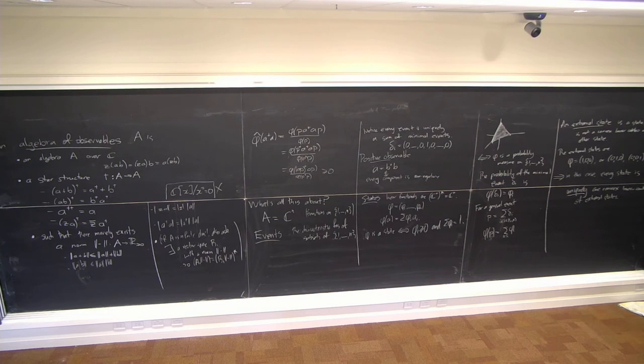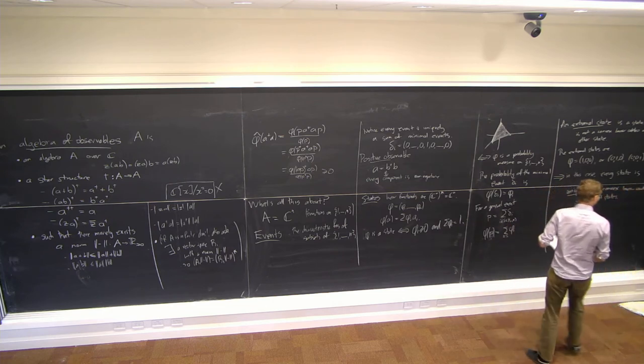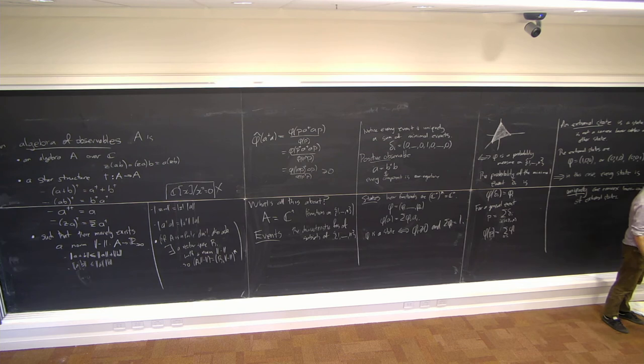With 0, 0, 0. Sorry, what is 0, 0, 0? Is it an event? 0, 0, 0 is an event. It was the impossible event that had probability 0 in all states, but it is not a state itself, because phi of 1 is not 1. Okay, you don't have that normal event.